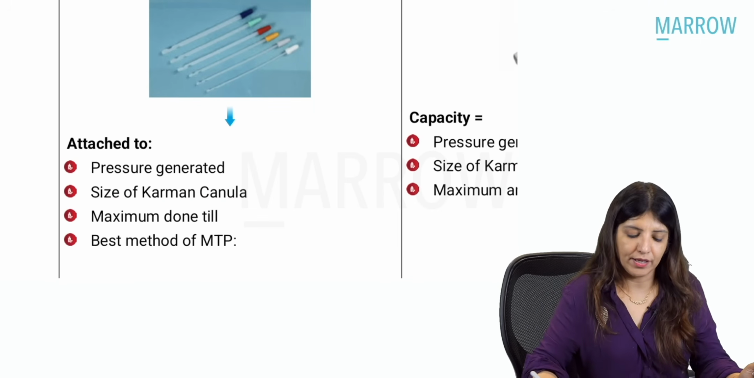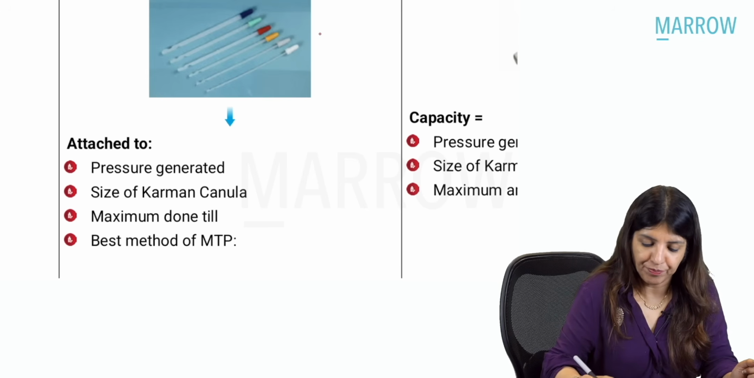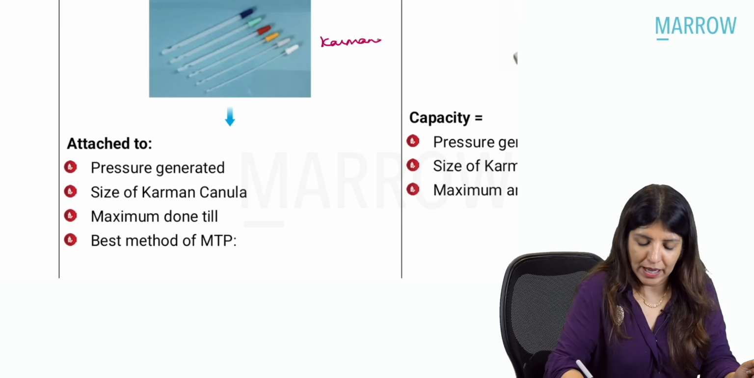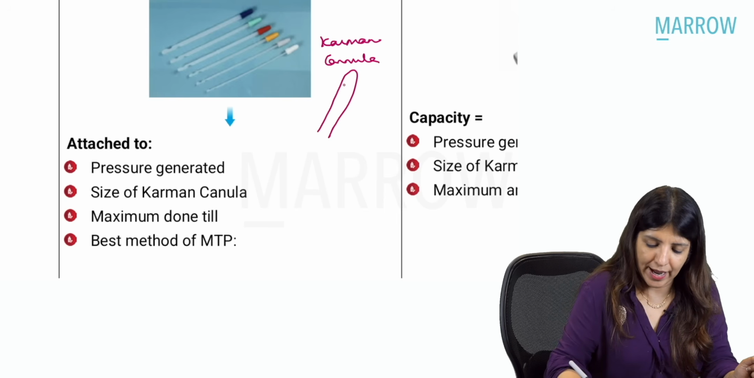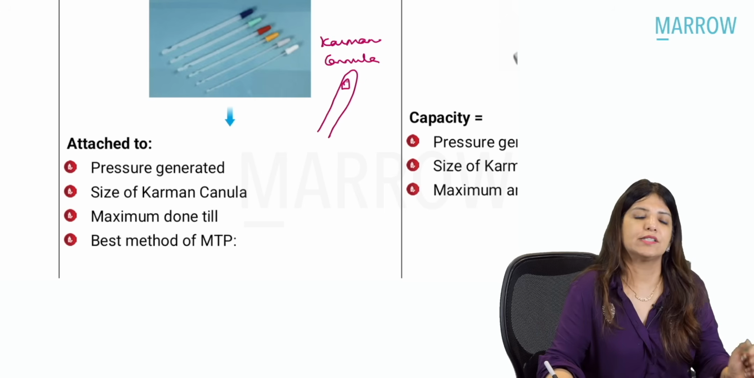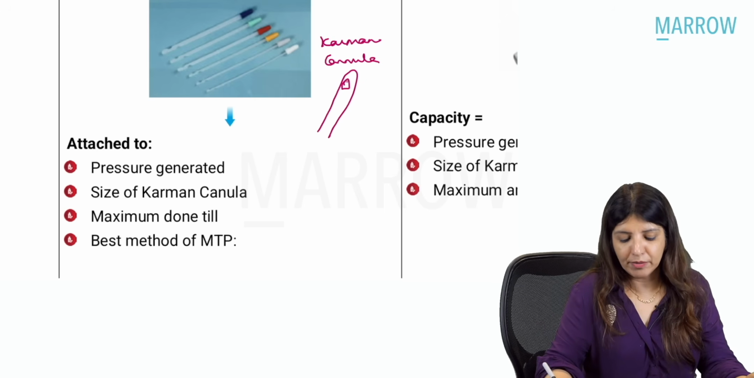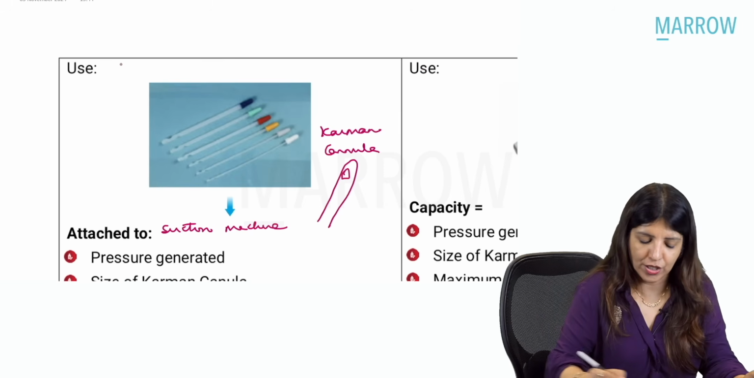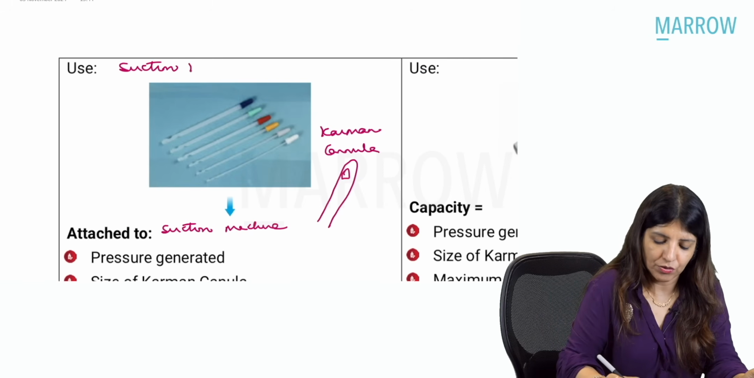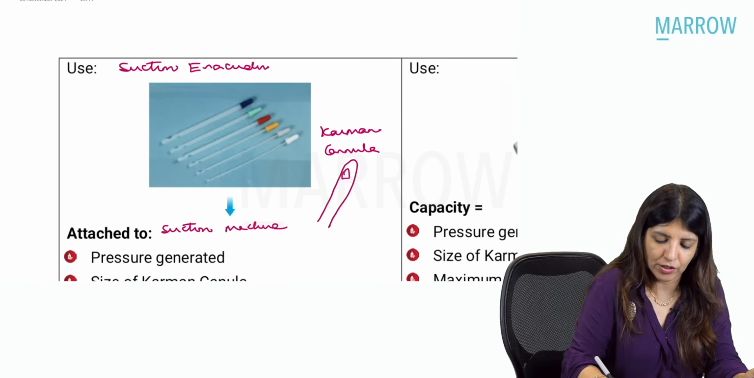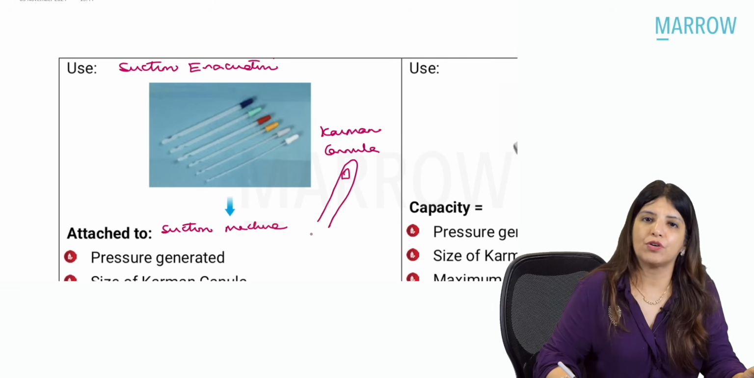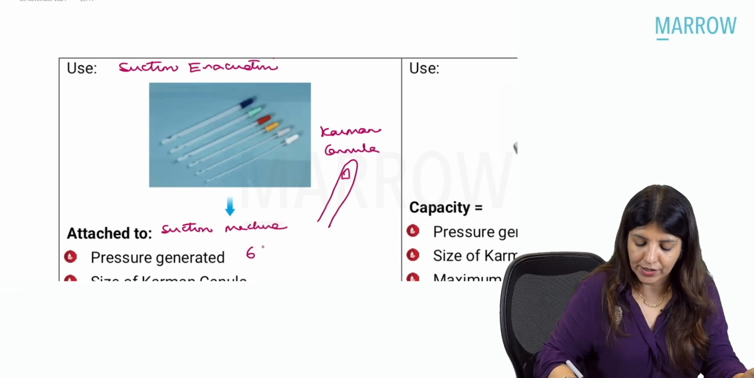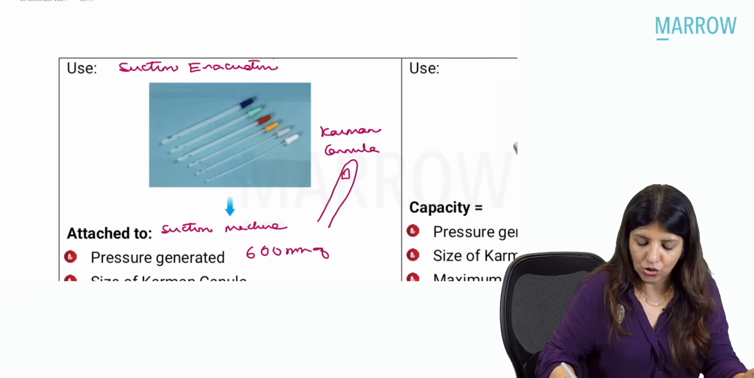Now, this over here is a Karman's cannula. This is a plastic cannula, and this cannula has a triangular opening over here. This is a Karman's cannula. Karman's cannula has to be attached to a suction machine, and then you can go for suction evacuation, right? Suction evacuation. What is the pressure which is generated during suction evacuation? It is 600 millimeters of mercury.